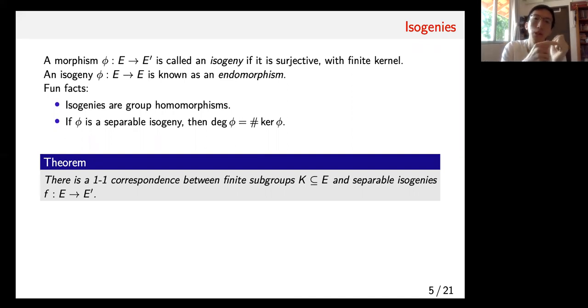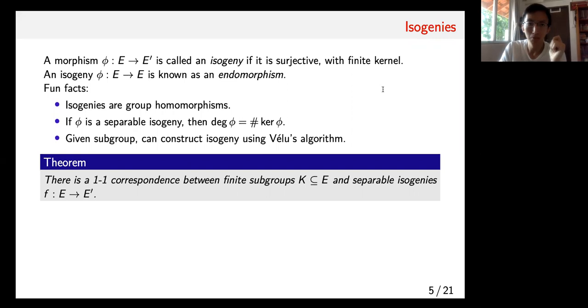So how do you go the other way? If I'm given a finite subgroup, how do I get an isogeny? Well, you can construct an isogeny using Velu's algorithm. And Velu really gives you the explicit rational functions that you need to go from one curve to another. So it gives you the codomain, it gives you how to map the points and all the other stuff. Very fun stuff.